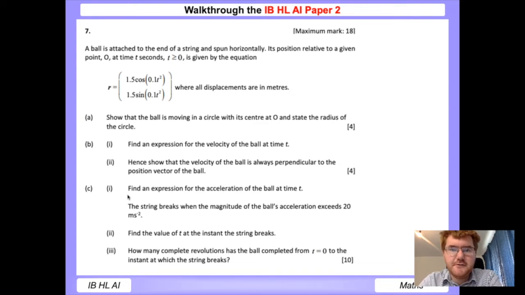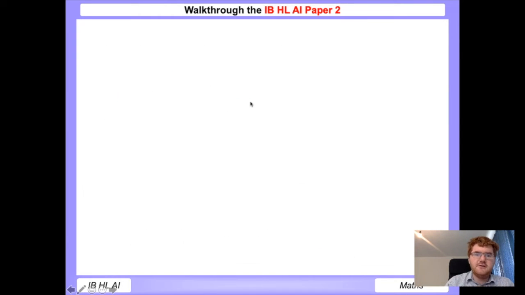So a ball is attached to the end of a string and spun horizontally, and its position relative to a given point at time t seconds is given by this vector 1.5 cos 0.1 t squared, and then the same with sine, where all displacements are in meters. So the vector we're given here is a displacement. Show that the ball is moving in a circle with its center at 0 and state the radius of the circle. So what we need to do here is find the magnitude of this displacement. That essentially shows you the distance it has traveled. So if we take A, we're going to work out the magnitude.